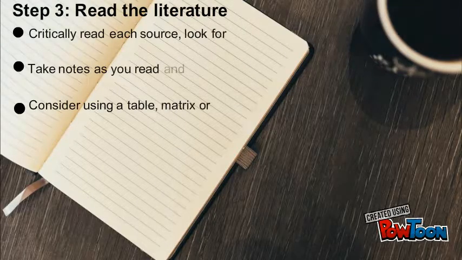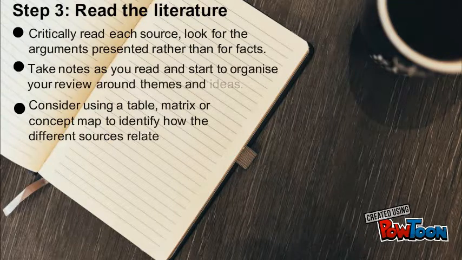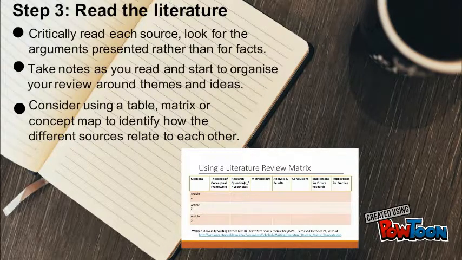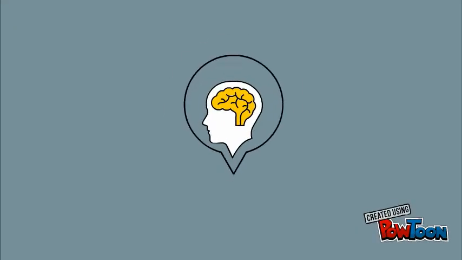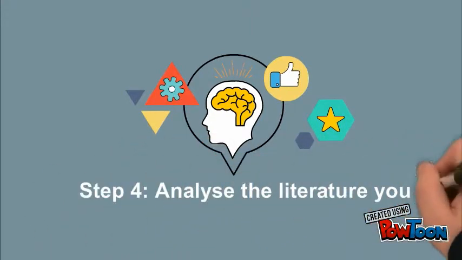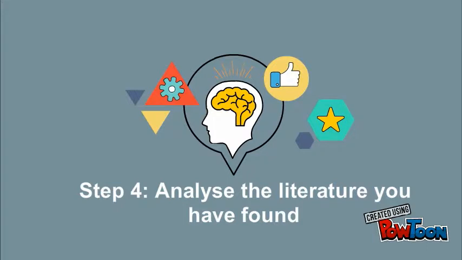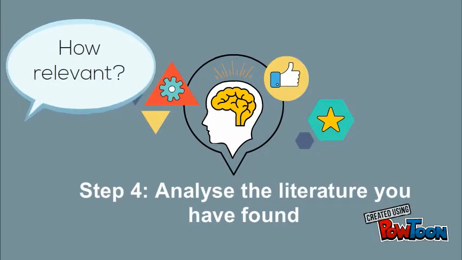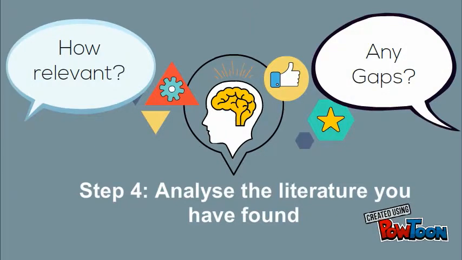Step 3. Critically read each source, looking for the arguments presented. Take notes as you read and start to organize your ideas. You may also consider using a table to identify how the different sources relate to each other. Step 4. In order for your writing to reflect strong critical analysis, you need to evaluate those sources. Ask yourself questions such as how relevant is this article to my specific topic, and are there any gaps in the literature that require further study?